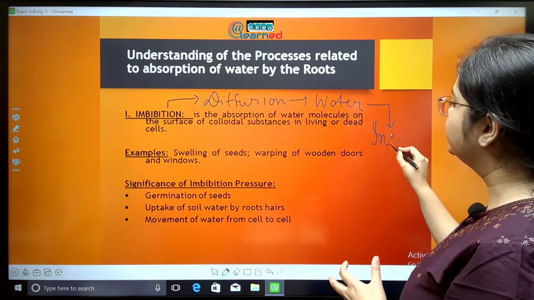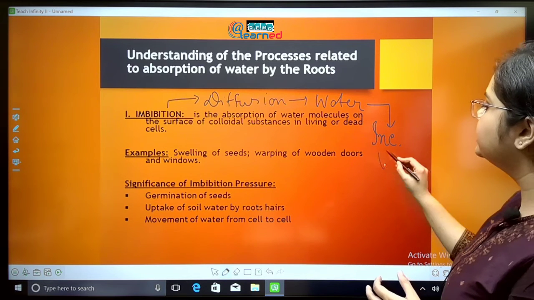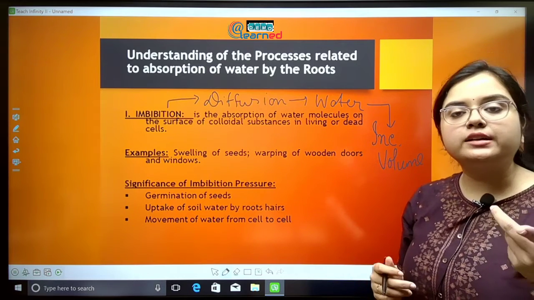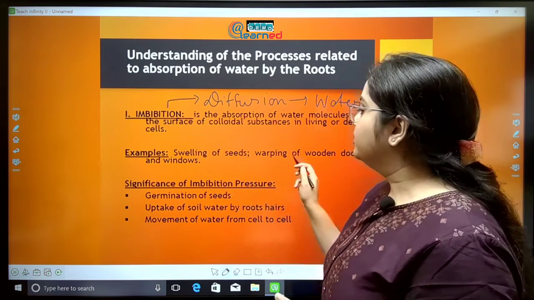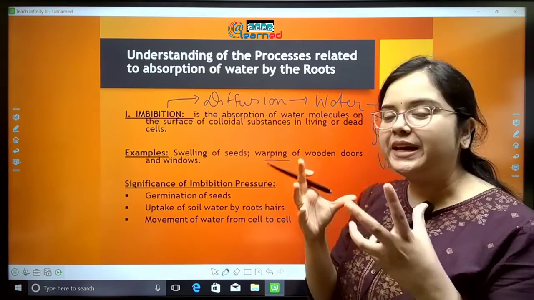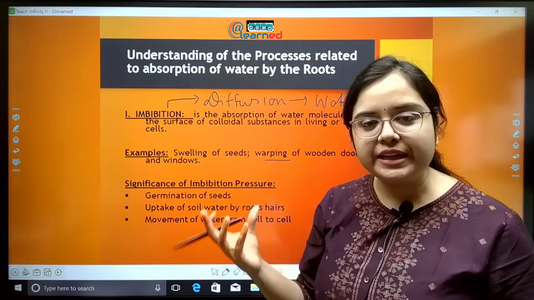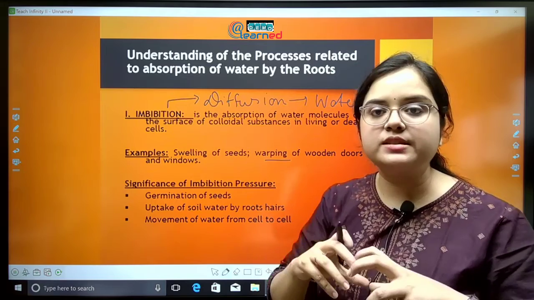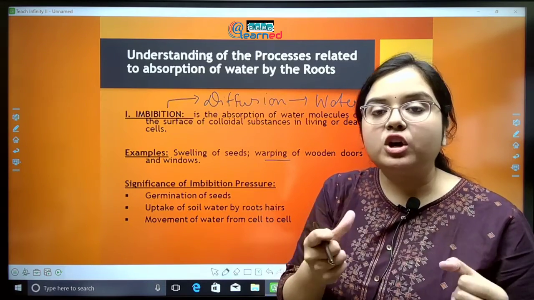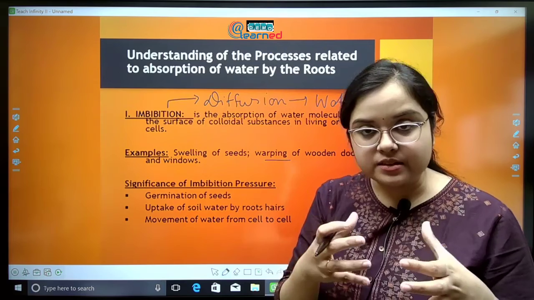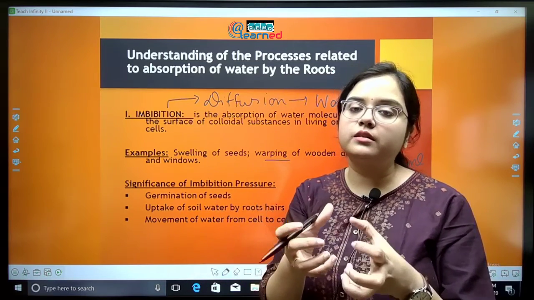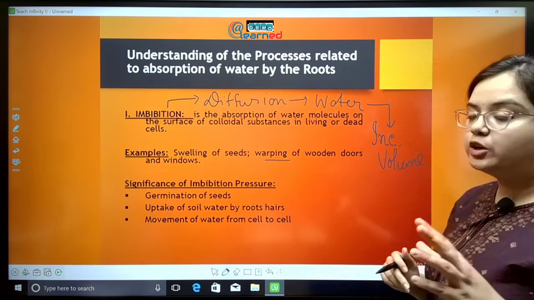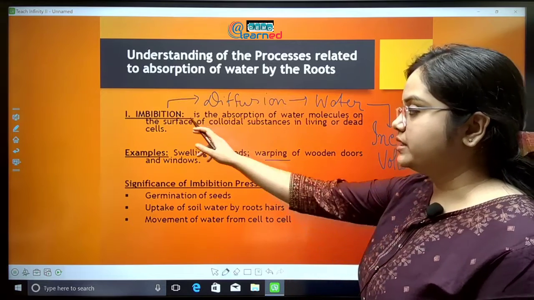I am writing increasing, short form INC, increasing volume. Now, imbibition is a process which you can see in your day-to-day activities, like you often see warping or the swelling of wooden doors and windows. So in the rainy season, what do we see? We see that there is a problem in locking the door because the hinges swell up, because the wood that is used to make the doors is absorbing the water and swelling up. So that is one phenomenon we can observe as a result of imbibition.